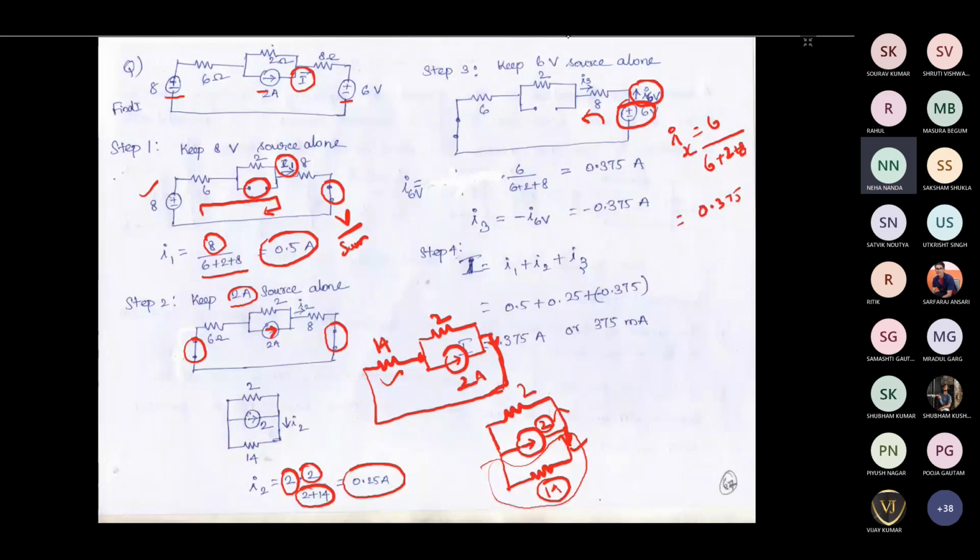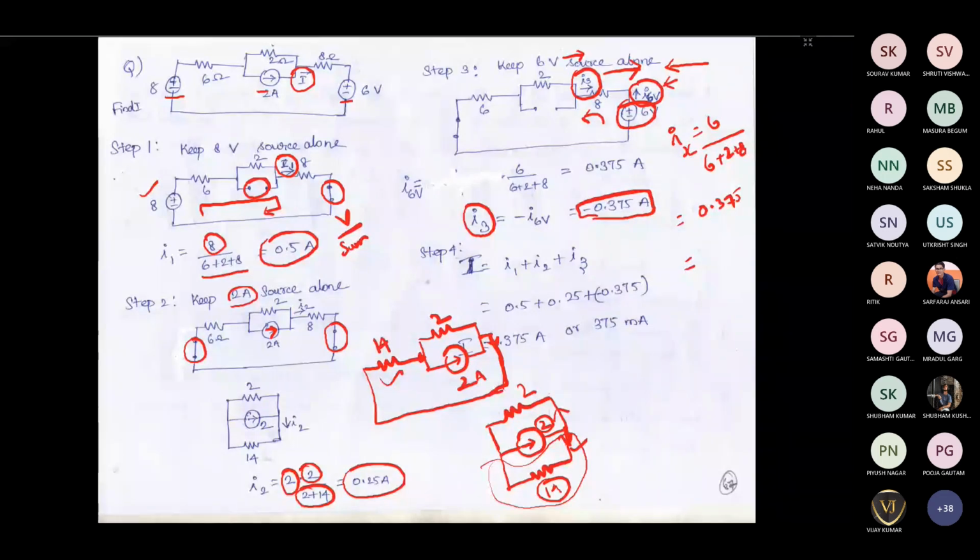It is clear that we need I3 in this direction. This is the actual current we need to find, but we are assuming the current direction of this voltage source as like this. So we get a current which is opposite to I3, because I3 is from left to right, and the current we found is from right to left. Both are in opposite directions, so the current we found should have negative polarity for I3. So I3 is equal to minus 0.375 ampere.